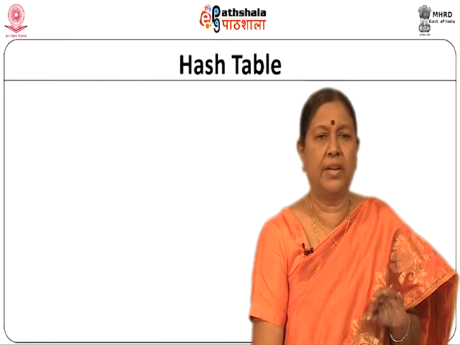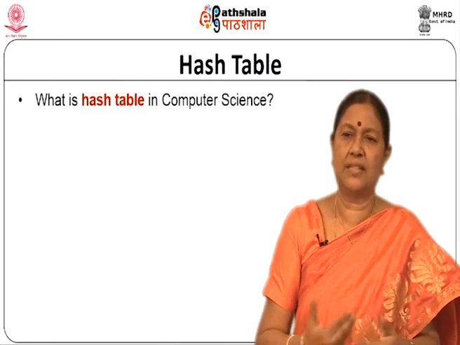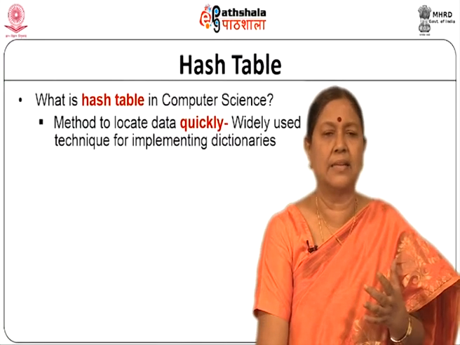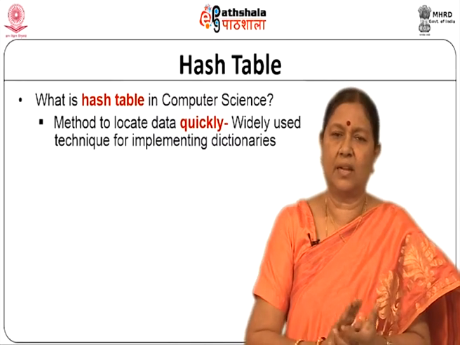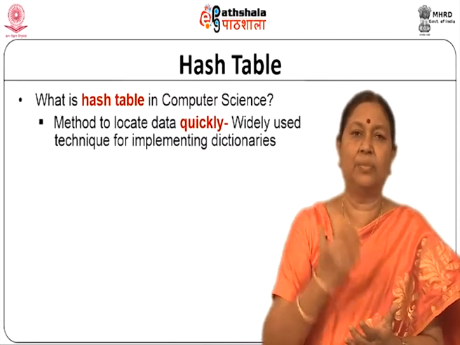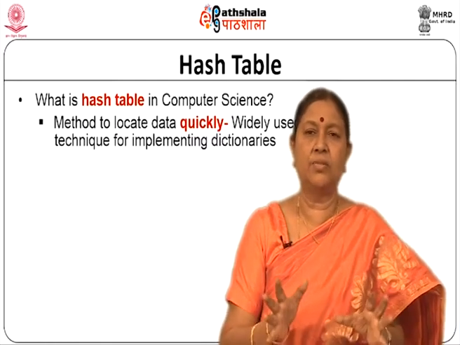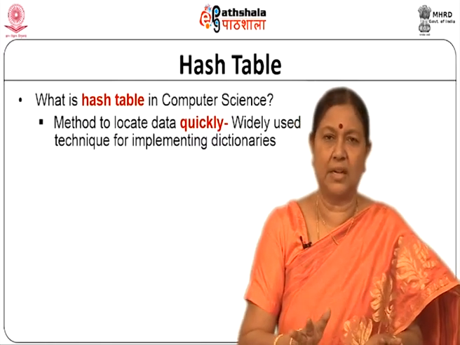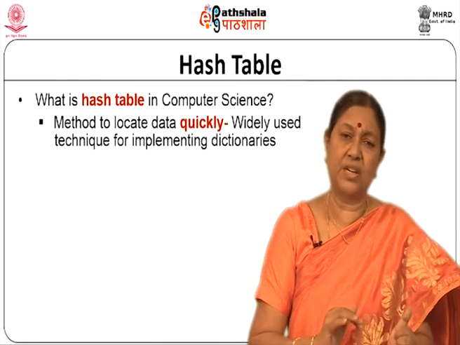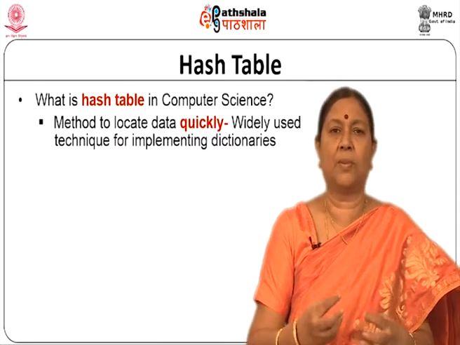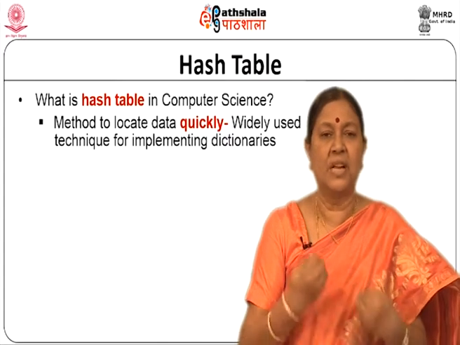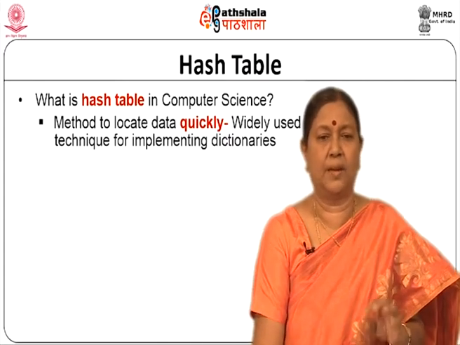So, we will go more in detail. What is this hash table as far as a computer science angle is concerned? It is a method to locate data quickly, which is why we started off with it, where we wanted the search operation to be done faster, and it is a widely used technique for implementing dictionaries. Why is it important for dictionary? Because as I already told you, dictionaries require search more than any other operation. Search is the important operation in a dictionary.